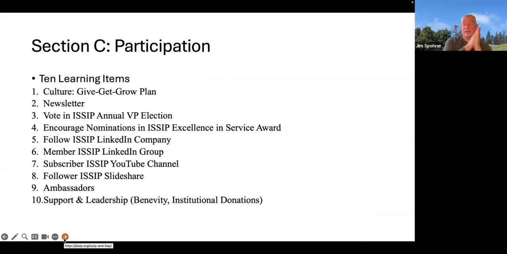Okay, final section, third section, section C, participation. 10 learning items from the Culture Give, Get, Grow plan to the newsletter.